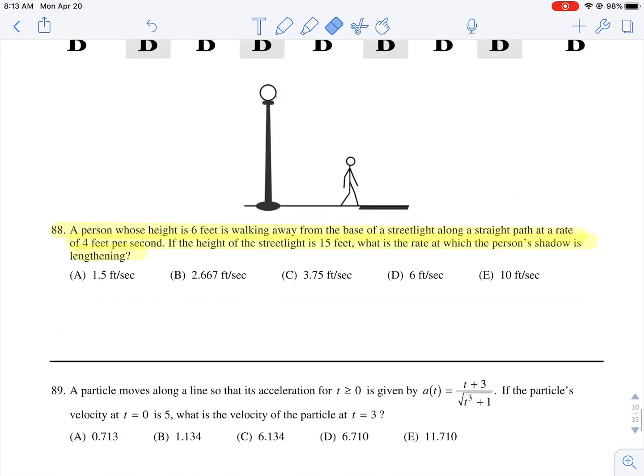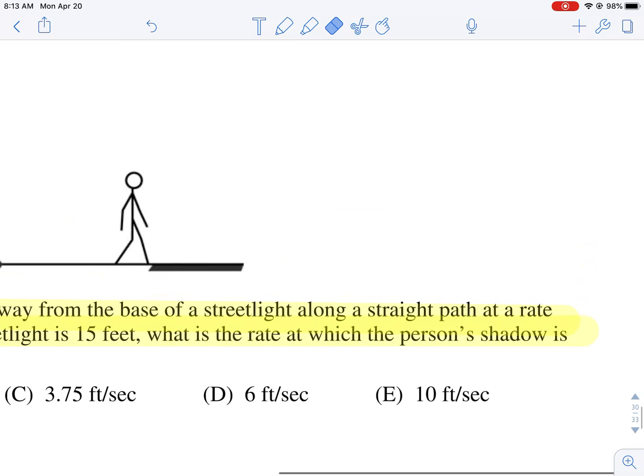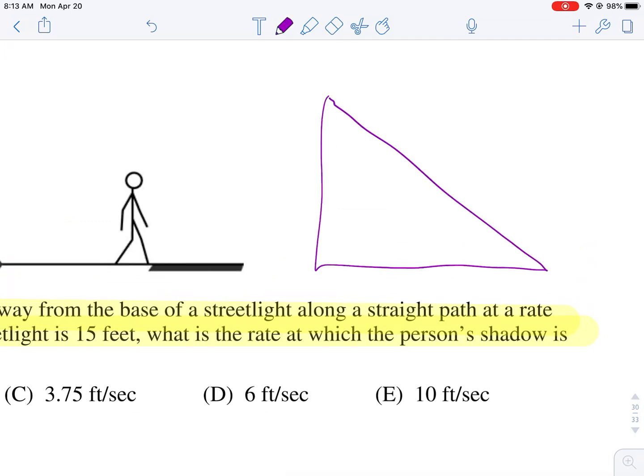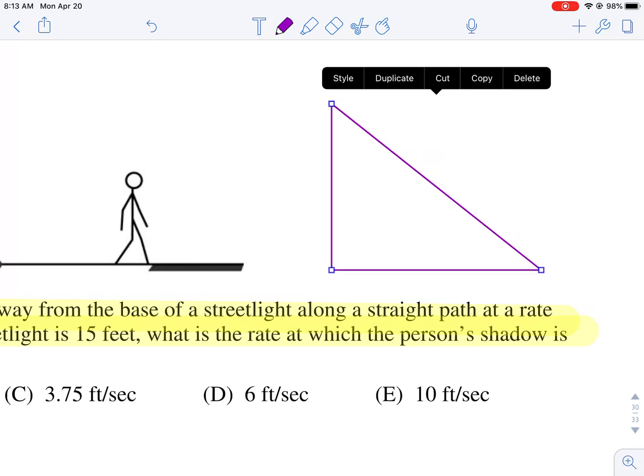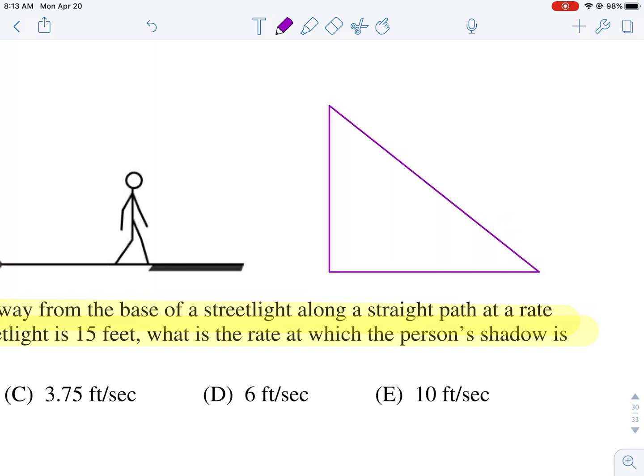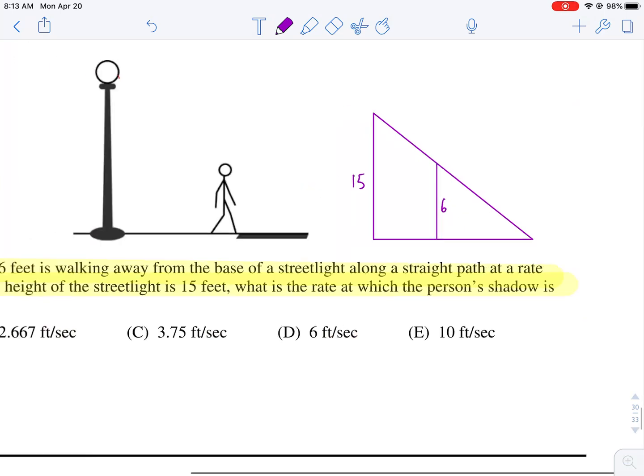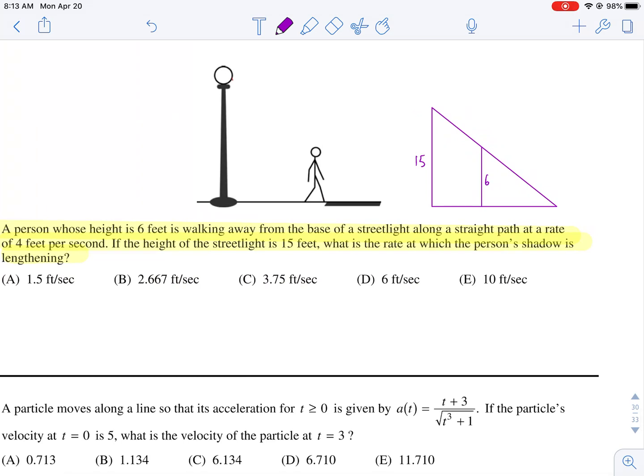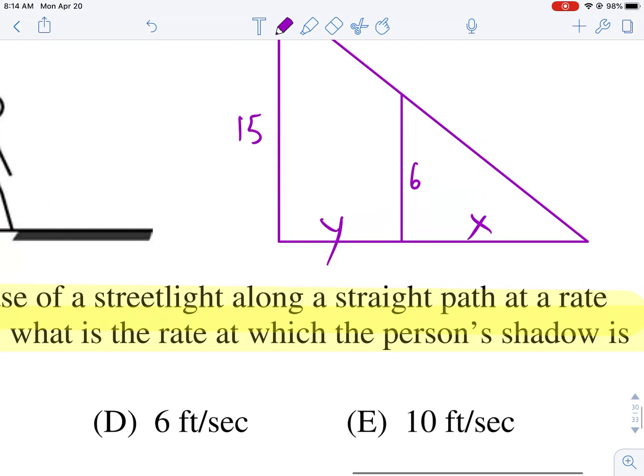88. All right, so we got a related rates problem going on here. It's using similar triangles also, which is a pretty typical type problem. So we got this guy right here who is 6 feet tall. We got a light post that's 15 feet tall. We'll call this X because that's the shadow, which is what we're trying to find, X prime. We'll call this Y, because that distance is increasing as the man walks away from the shadow. So we know y prime is 4.